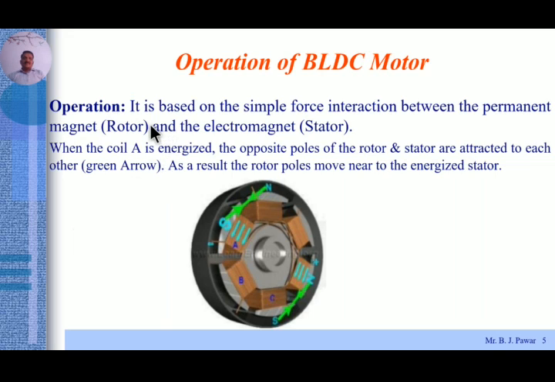Okay, so see how it operates. It is based on simple force interaction between the permanent magnet, that is the rotor, and the electromagnet, that is the stator, whenever we apply the DC voltage to that stator winding. So when coil A is energized, the opposite poles of that rotor and stator get attracted to each other. The green arrows shown over here indicate how the poles get attracted towards each other whenever the stator coil is energized. As a result, the rotor poles move near to the energized stator.